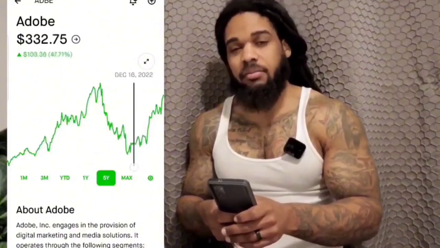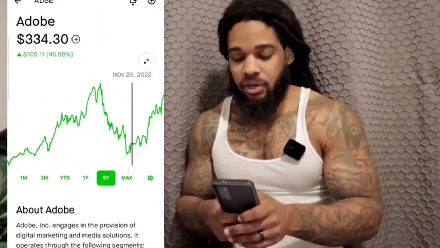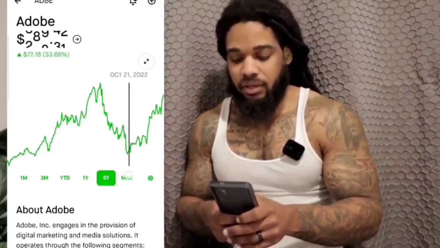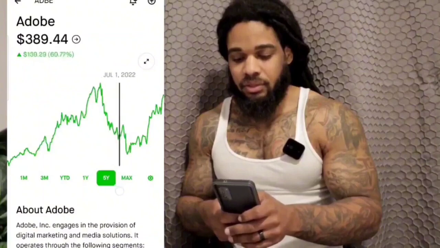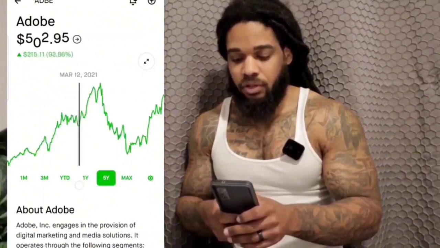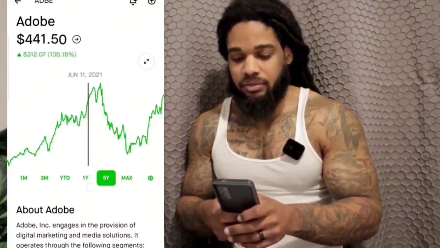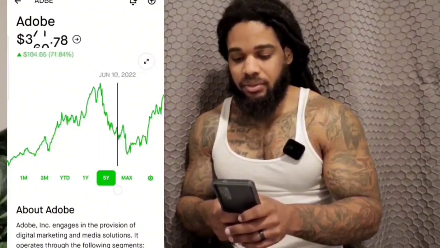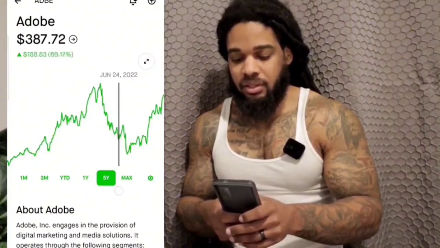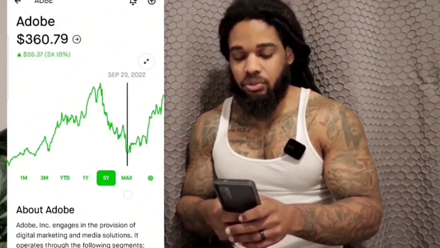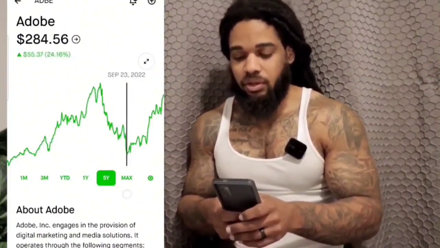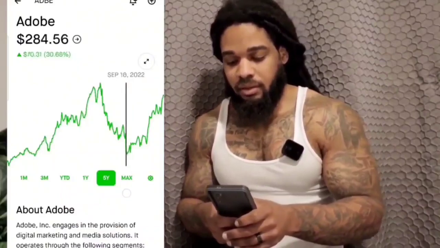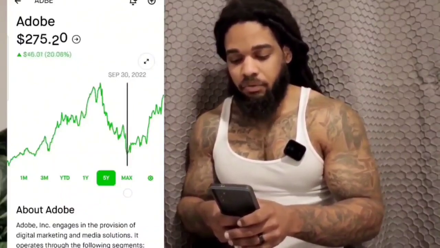It could have gone down a little bit, but as you can see, one of the lowest levels over the years is about 440 or so, 390, 389, 360. And then it had come to 284 on September 23rd, 2022, and then from there it has been up for the most part.